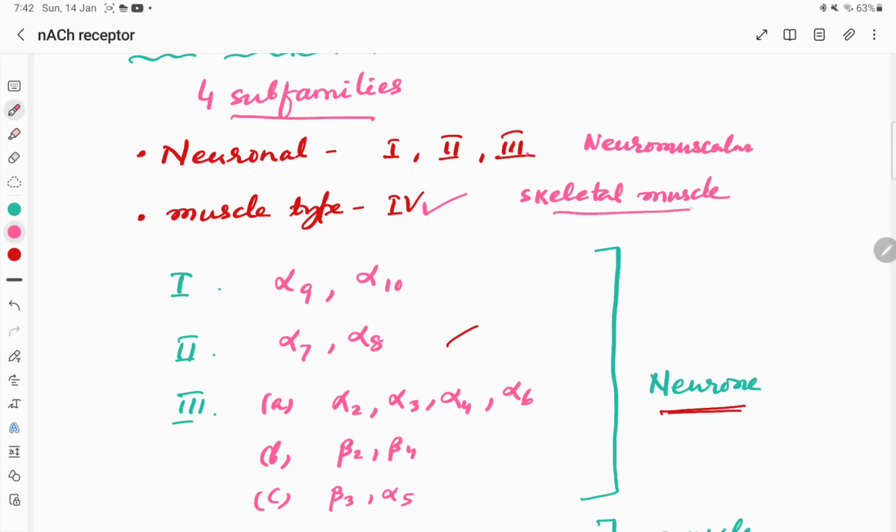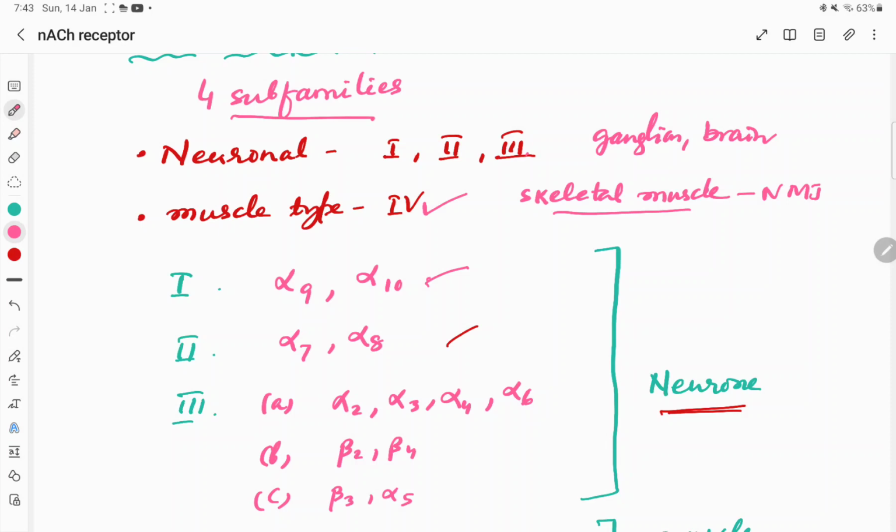The skeletal muscle receptors are present in the neuromuscular junction, whereas this is neuronal, meaning this is present in the ganglion, and in the CNS it is present in the brain. Okay, so neuronal 1 consists of the alpha 9 and alpha 10 subunit.